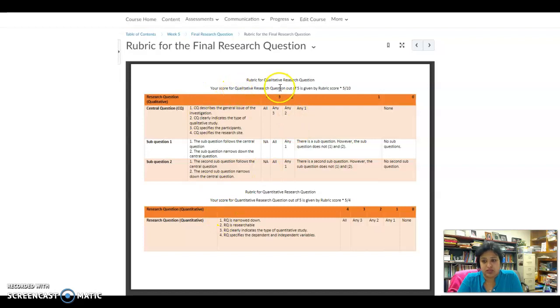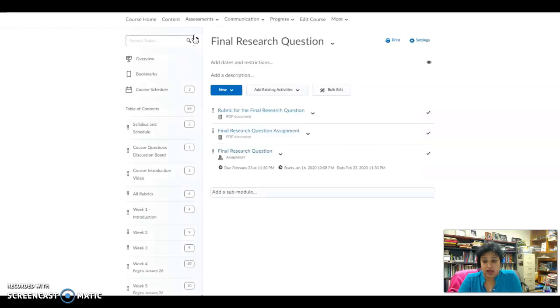If you have a quantitative research question, this is how it's going to be graded. And if you have a qualitative one, this is how it's going to be graded. So that is what you have as an assignment for week 5.